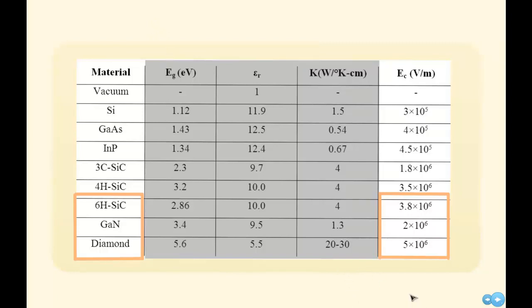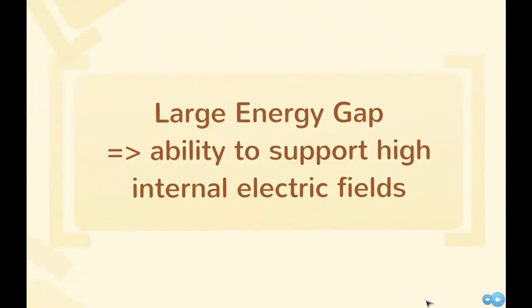So, how do we achieve a high breakdown field? Well, the breakdown field is directly related to the band gap of the semiconductor, i.e. the difference between the valence and conduction band energy in the semiconductor material. A large energy gap gives you the ability to support high internal electric fields.